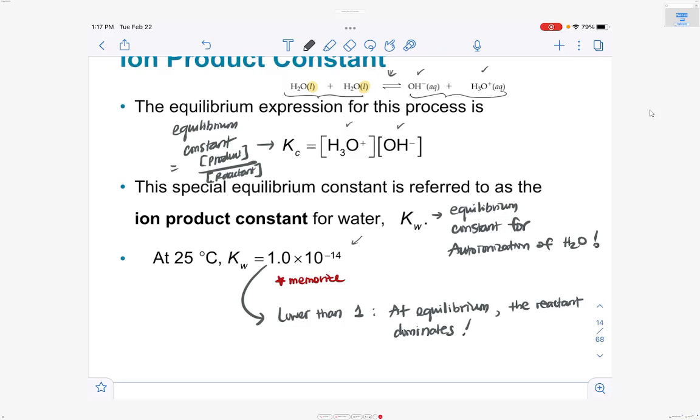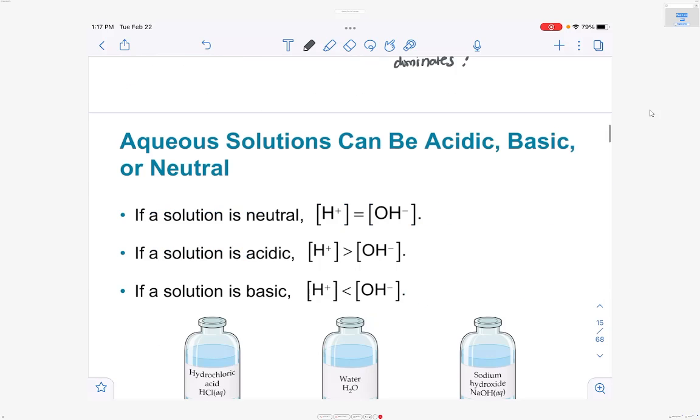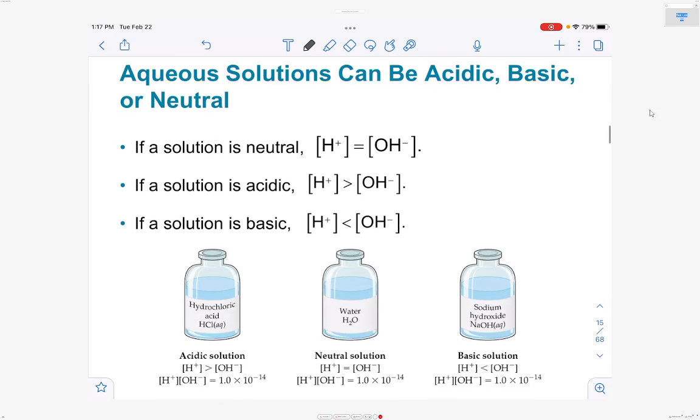So in the next slide, we will learn why these concentrations of hydronium and hydroxide in the aqueous solution are important. Here, the concentrations of hydronium ion and hydroxide ion in the aqueous solution are important because they can tell us whether the solution is neutral, acidic, or basic. Pure water is a neutral solution, which has equal concentrations of hydronium and hydroxide ion.